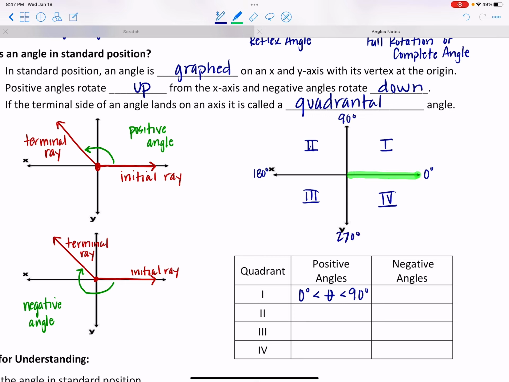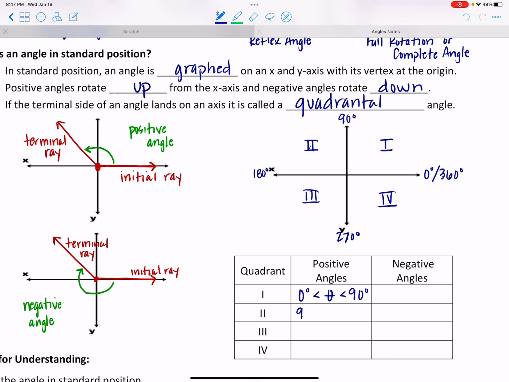So if we started here and our terminal side was here, again, that's a quadrantal angle, that would be 270 degrees. And then if we go a full 360, we land back where we started on the positive part of the x-axis. So we can say this is 0 degrees technically, or 360. So again, anything from 0 to 90 lands in quadrant 1. If we land in quadrant 2, then we're looking at an obtuse angle, something between 90 and 180.